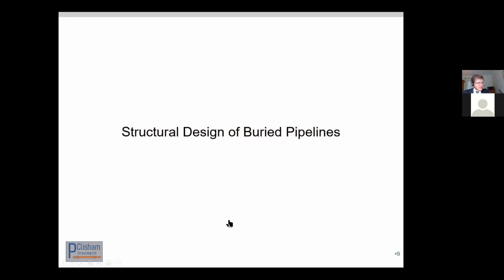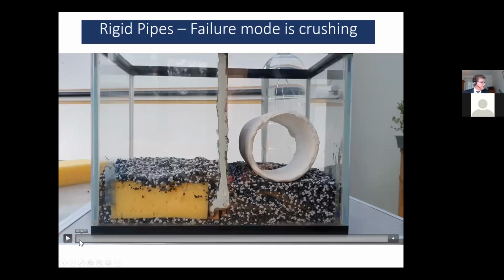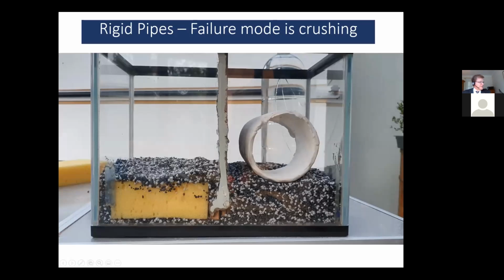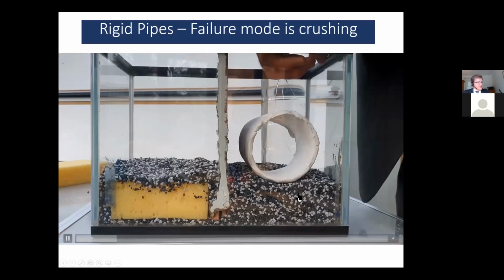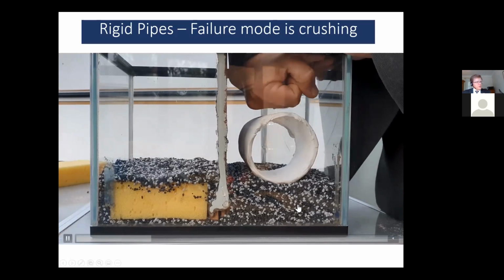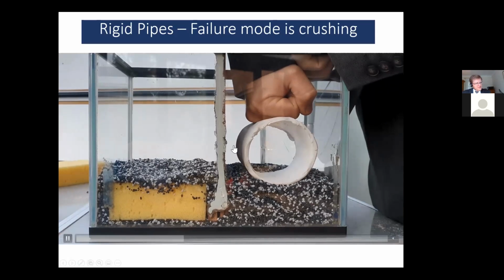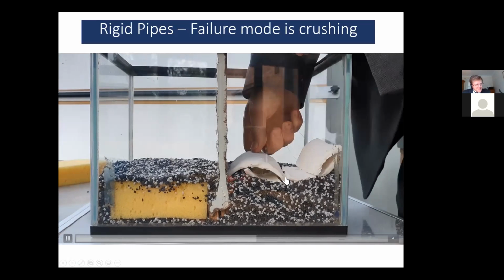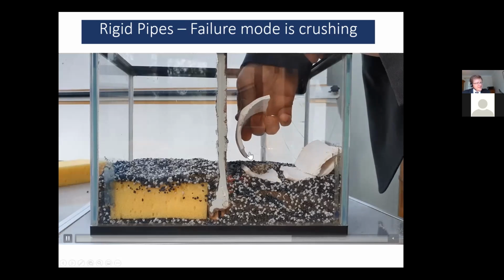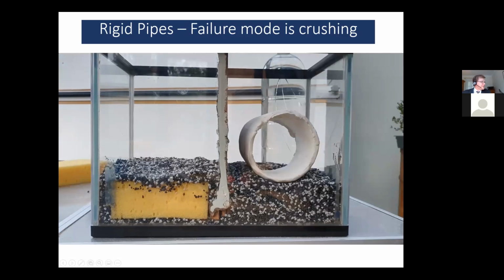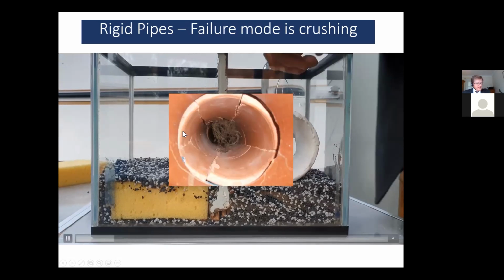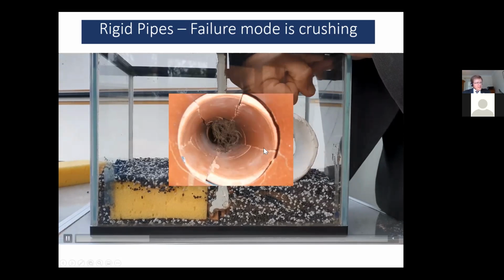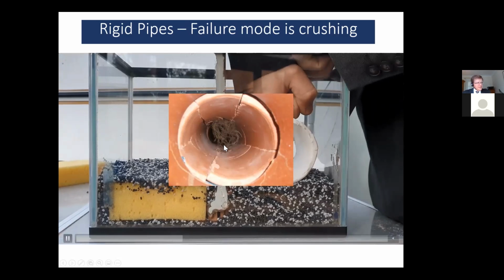Okay, so structural design of buried pipes, some of the fundamental principles. Just play this video, and this is a rigid pipe, and all I'm going to do is load this rigid pipe up. It doesn't bend at all at the sides, it's being pushed down into the gravel, and then ultimately it cracks and breaks. Now if there'd been material around that, it'd have ended up supporting and looking a little bit like this, but that's how they fail. They crack and split.